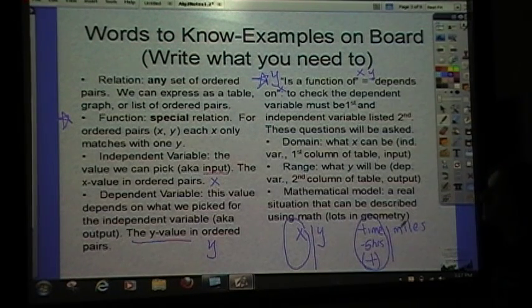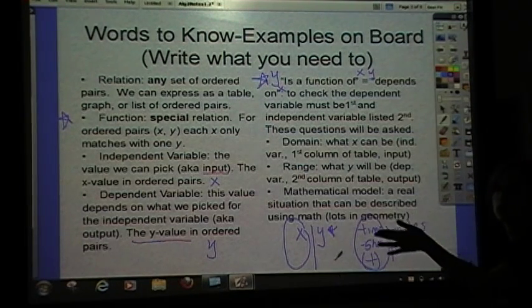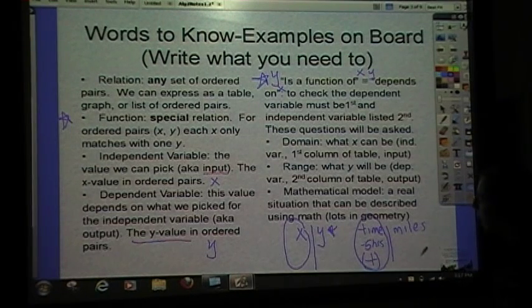Same sort of thing with range here. What might come out of Y? Well, there's a lot of things. I might not go anywhere. I might stand still. I might go super slow. But you can't have negative distance. Some people say you might go backwards. But I'm saying if you're running in one direction. So don't be a smart aleck. Again, you have to have positive numbers. A lot of times, positive numbers are your domain and range.